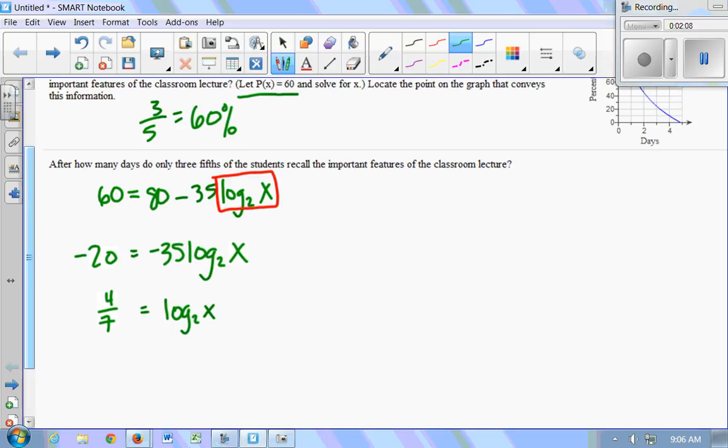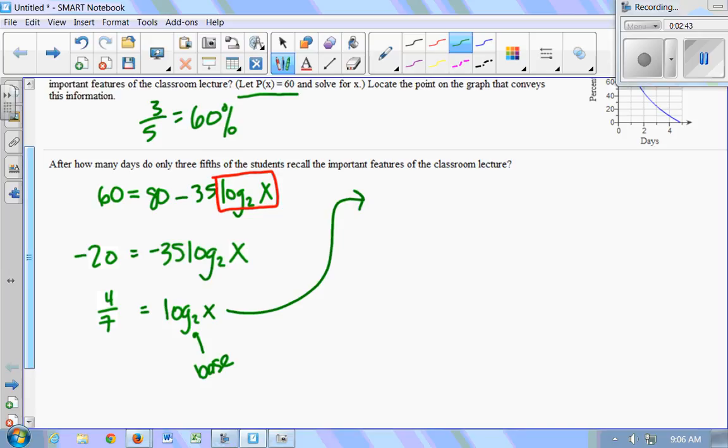All right, and then I just want to change this to exponential form, right? So my base in log form and in exponential form is the same, right? So this base is 2. And then the other two numbers, because logs and exponentials are inverses, the inputs and outputs switch, right? So right now, x is the input. It's going to become the output, and 4/7 will be my input. So the 4/7 and the x switch places when you switch to exponential form.